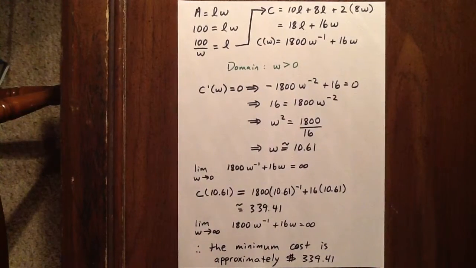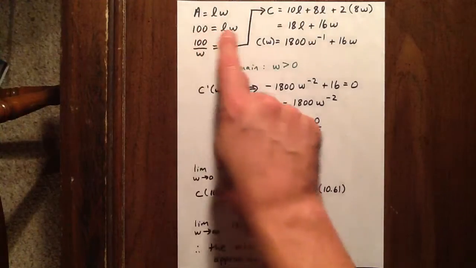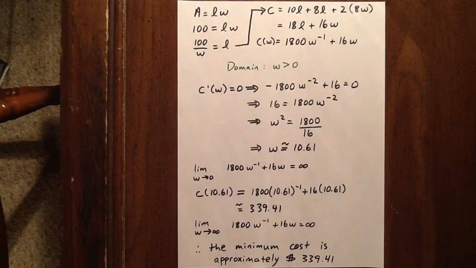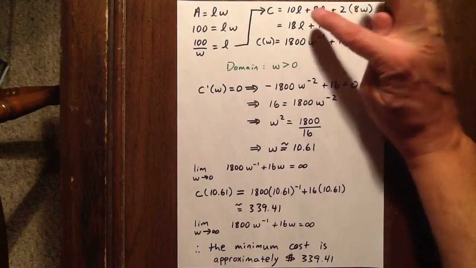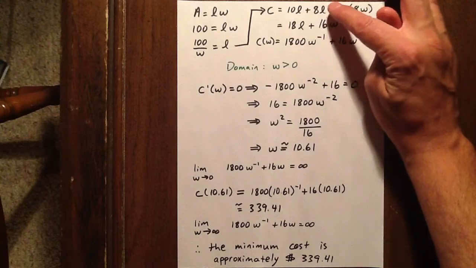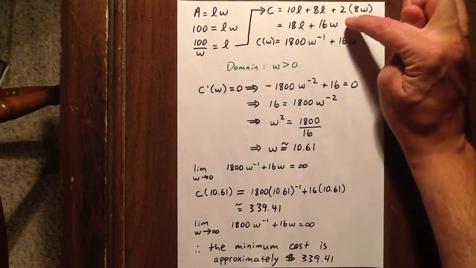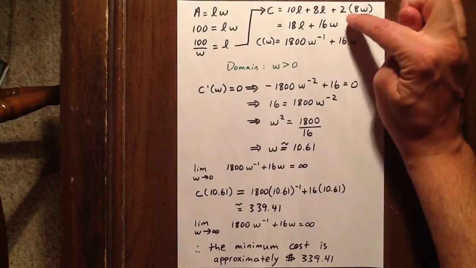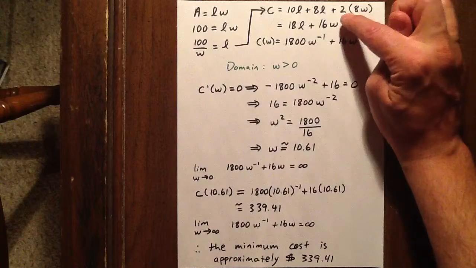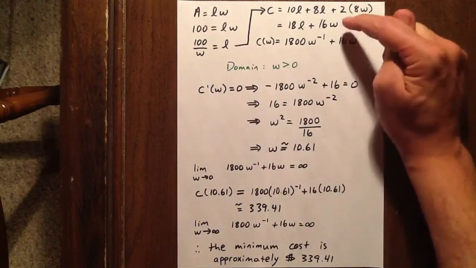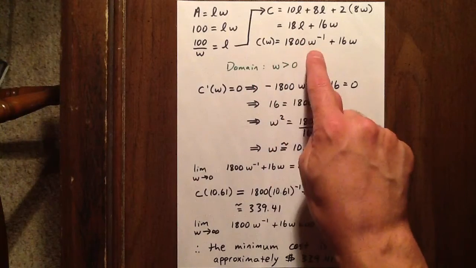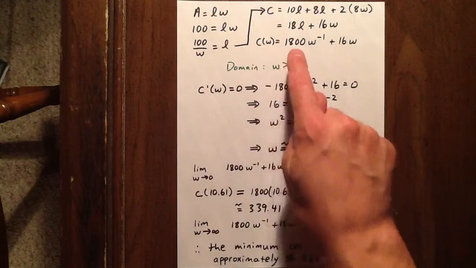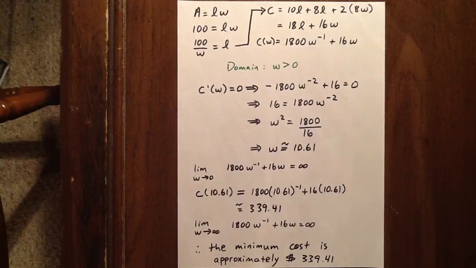Well, we know that area is equal to length times width, which means 100 equals length times width, because we know the area is 100, so L equals 100 over W. Now, we know that the cost of the fence is going to be 10 times one length, plus 8 times the other length, plus 2 of, we're going to take 8 times the width and multiply it by 2, because we have 2 of those widths. So we're going to get 18L plus 16W for the cost, but we can re-express L in terms of W. Since L is 100 over W, we can say that really the cost in terms of W is 1800W to the negative 1 plus 16W.